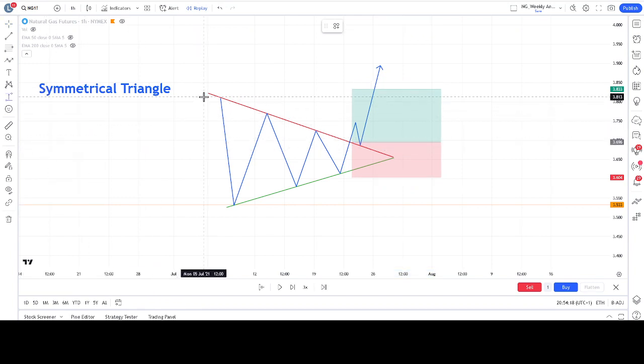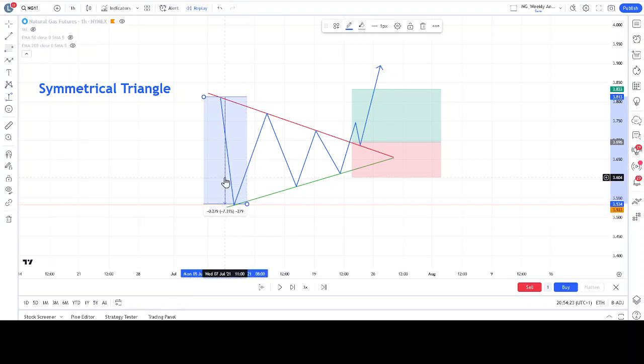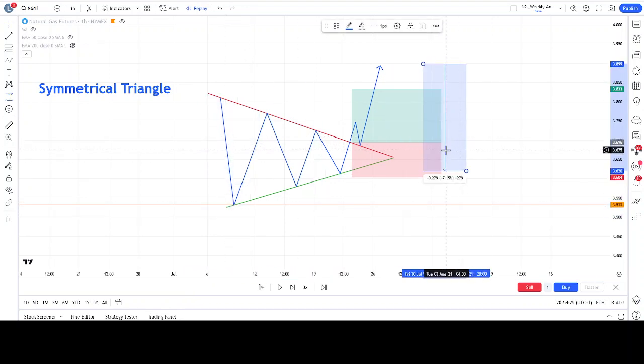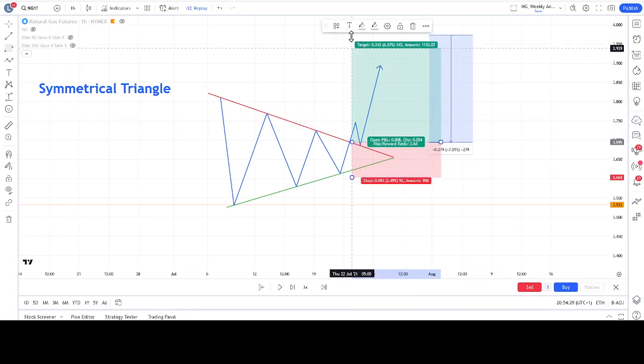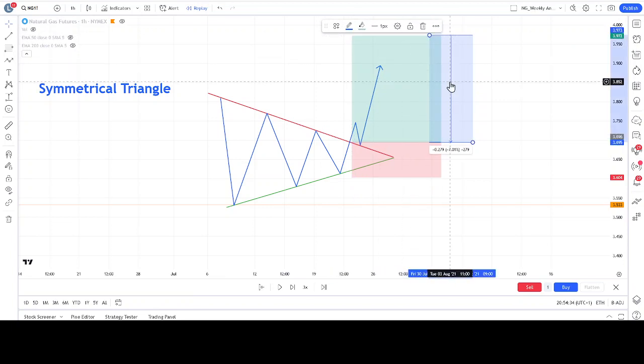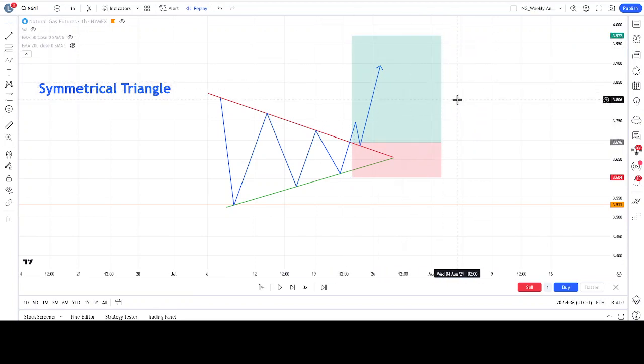So the height of the triangle, how do I get the height? So I've taken the price range and then put it here, and that's my height of the triangle, and that's my target. So this is how I trade a symmetrical triangle.